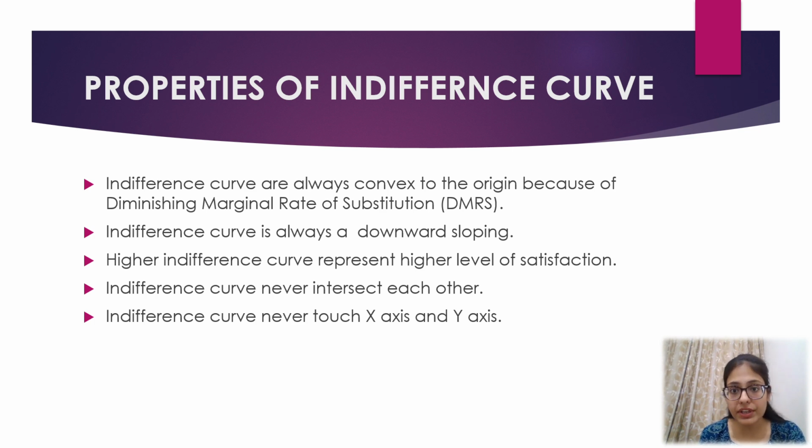What are the properties of indifference curve? Indifference curves are always convex to the origin because of diminishing marginal rate of substitution. In short form we can call it DMRS. Indifference curve is always downward sloping. Higher indifference curve, जितना ज़्यादा indifference curve higher होगा उतनी ज़्यादा हमें satisfaction मिलती है. Indifference curves never intersect each other. Indifference curves never touch the x-axis and y-axis. As you can see in the graph also, it never touches the y-axis and it never touches the x-axis.